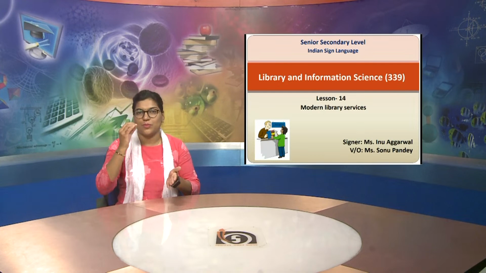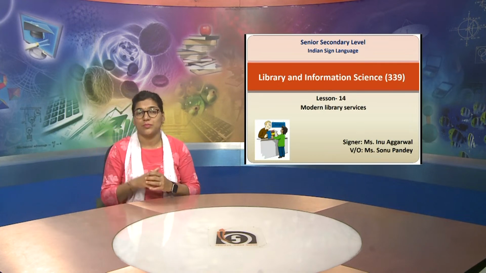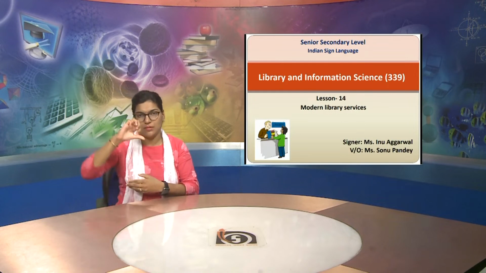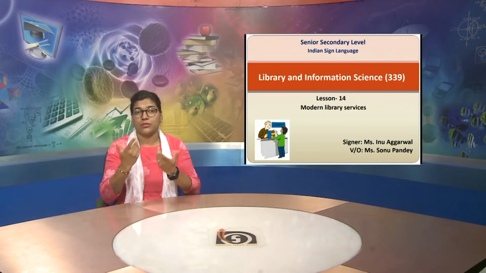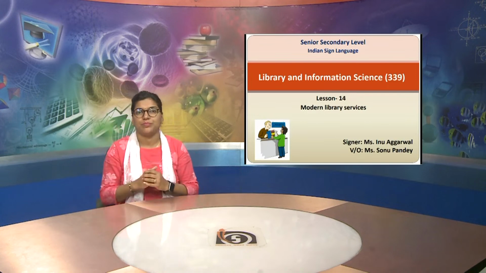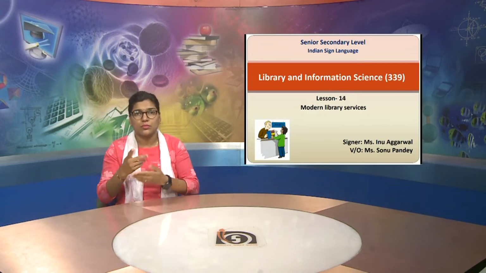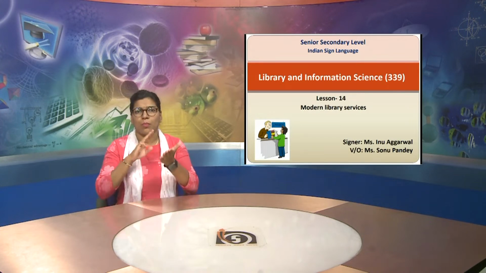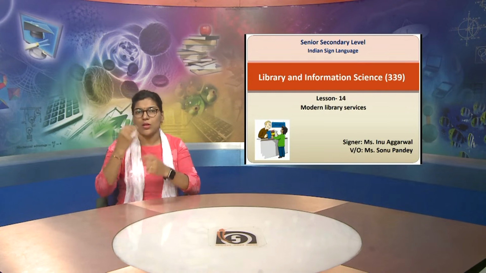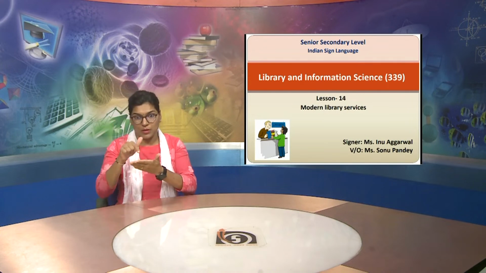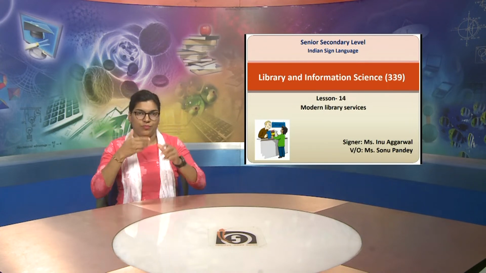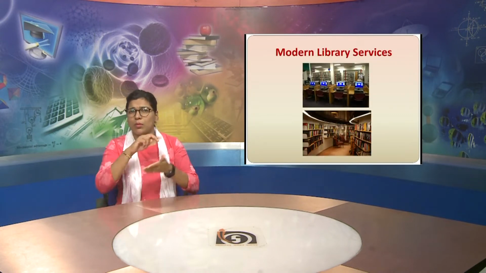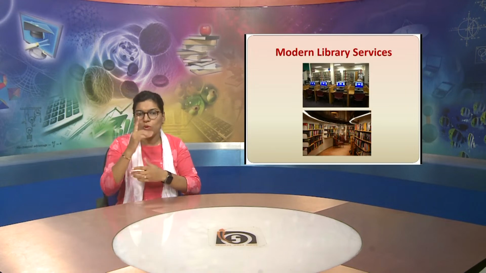Welcome you all in this educational video of NIOS for subject Library and Information Science. Code number for this subject is 339 Senior Secondary Level. In this video, we will be doing lesson number 14. You can see the name on screen. Name of the lesson is Modern Library Services. So this is the name of our lesson.